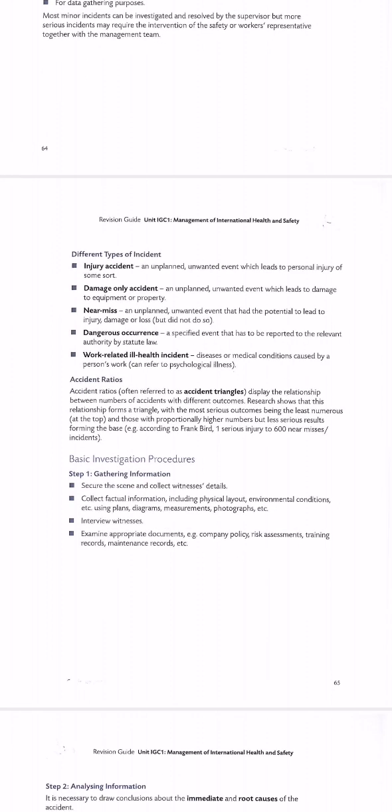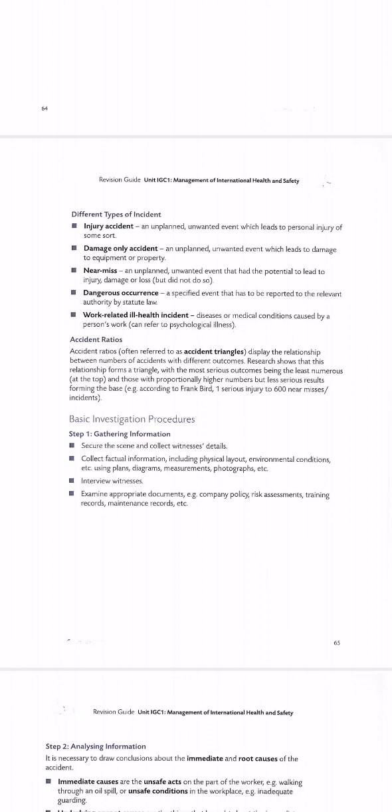What do we mean by basic investigation procedures? For the basic investigation procedures, we will talk about step 1. Step 1 means gathering information. So first of all, you have to gather information. How can you gather information? Number 1, we talk about securing the scene, where the incident happened, and collecting every witness that is there. Then also collect the factual information, including the physical layout of that environment and the condition, etc. Use the plan or diagram to measure or take photos, etc.